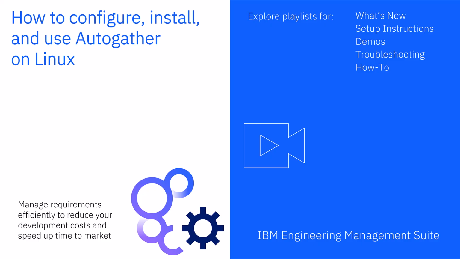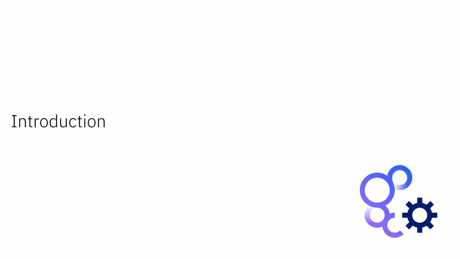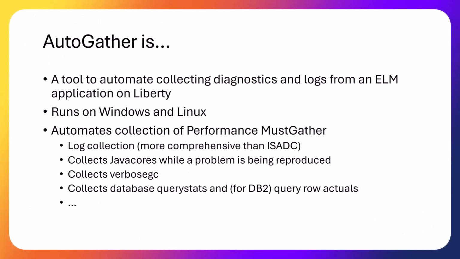Hello, this is a quick demonstration of how to install, configure and use Autogather. First, what is Autogather? It's a tool to automate collecting diagnostics and logs from an ELM application running on Liberty. It runs on Windows and Linux, and it automates collection particularly of the performance must gather, for example, logs, Java cores, verbose GC, and database information.